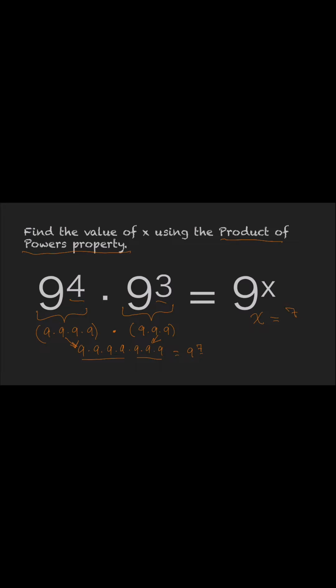But the main thing that I want you to take out of this question is that this works for any equation set up in this format. An a to the b power times an a to the c power is equal to an a to the b plus c power. So let's solve another problem using a different format, but still using the same product of powers property.